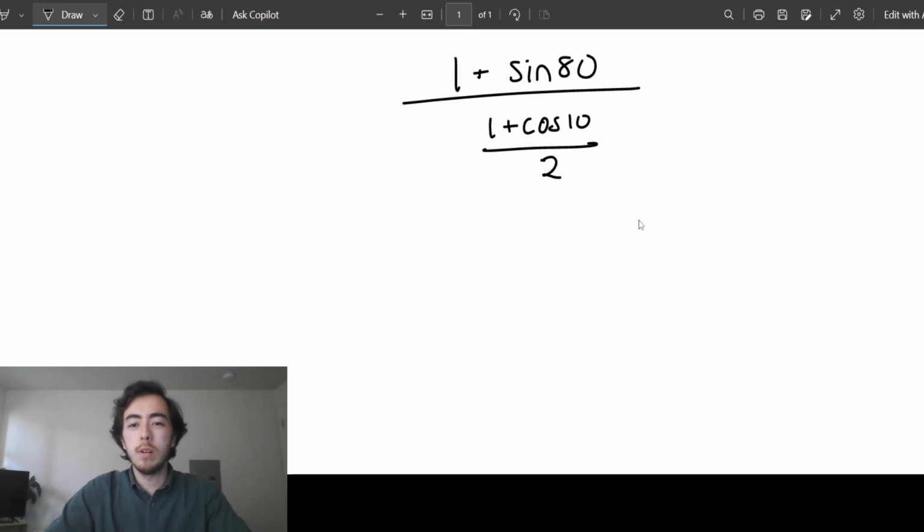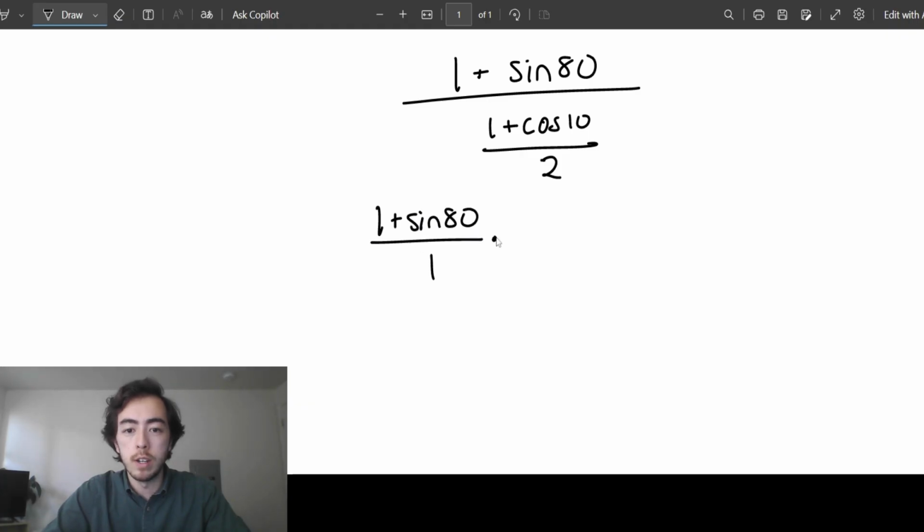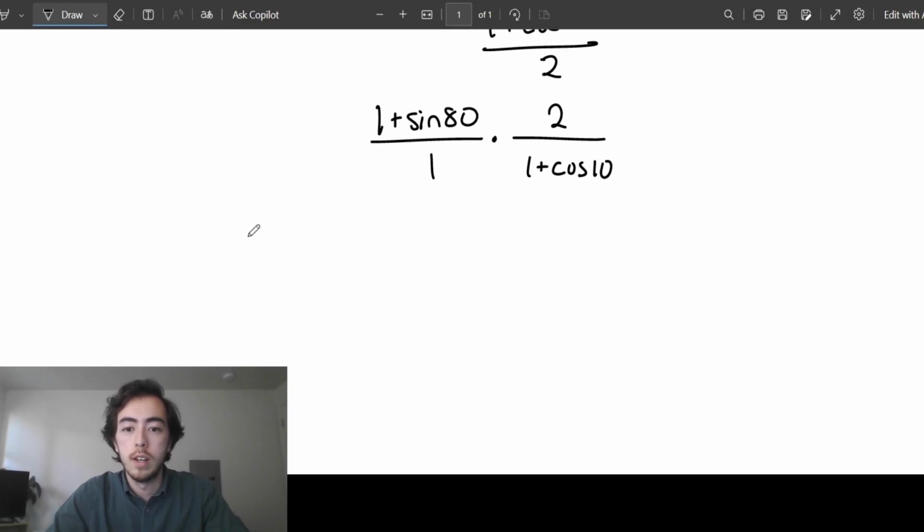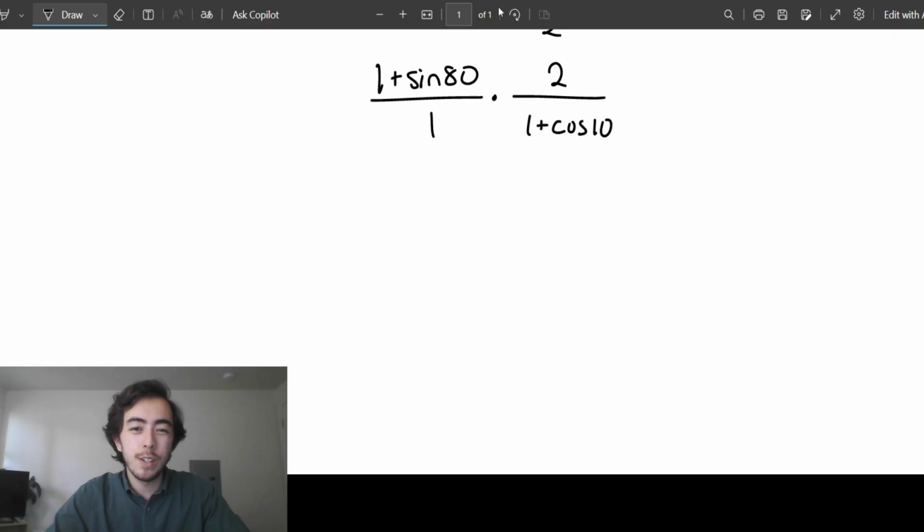And let's rewrite this. I don't like doing fractions within fractions, but I do know, using fraction arithmetic strategies, I could rewrite the numerator with a divided by 1 here. And I can rewrite division as multiplication as long as I flip the bottom fraction. And we're getting closer.